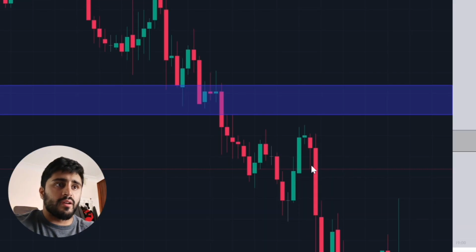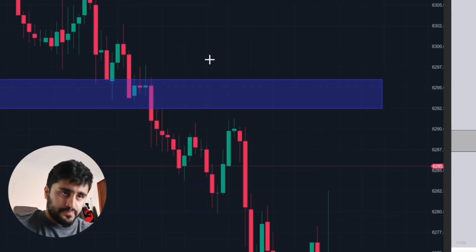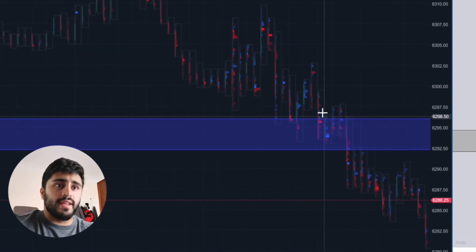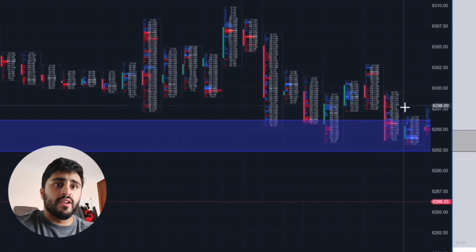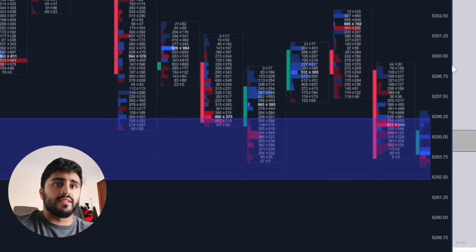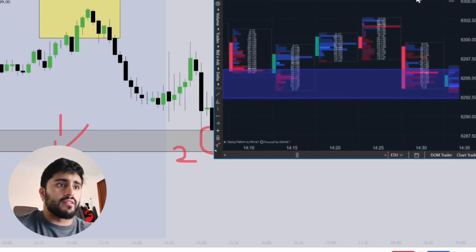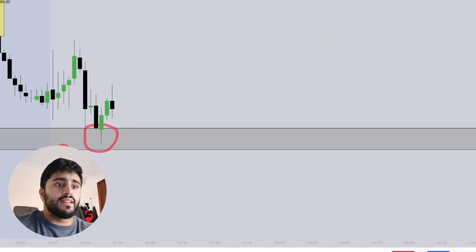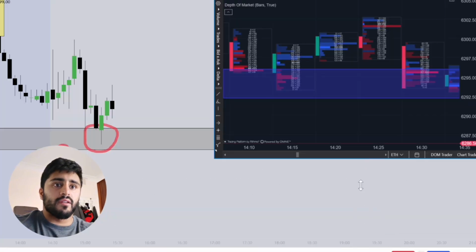So if we bring the ATAS platform in front of us, we want to understand what was going on inside of this initial rejection. We actually had two rejections over here to the upside, right? I'm just going to bring these next to each other so you can see them. So what was going on over here? We're going to be looking mainly at where I've circled in number two. So we want to understand what was going on over here.